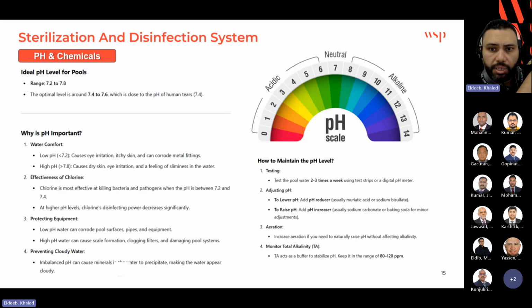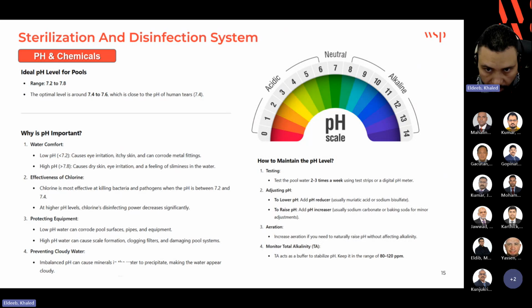So this pH level measures how acidic or basic the water is. As we see, the scale ranges here from 0 to 14, which plays a crucial role in your pool chlorine effectiveness, which normally decreases if we have high pH levels. So 7 means neutral, below 7 is acidic, and higher than 7 is alkaline. So this is the scale range of the pH.